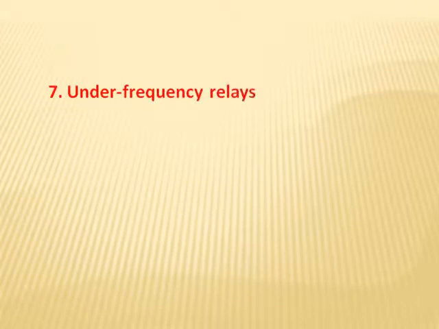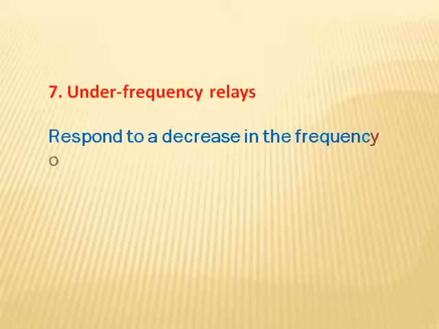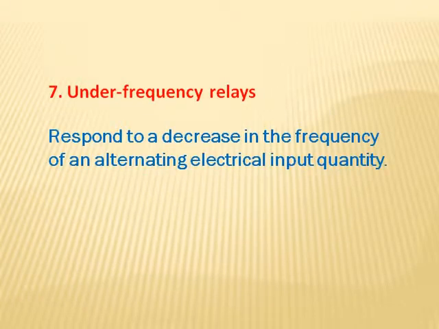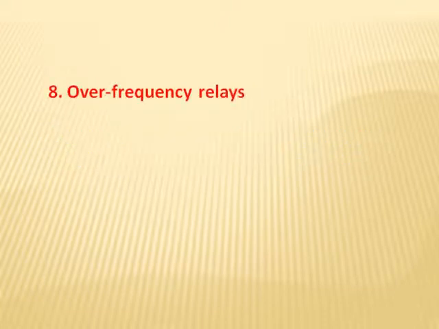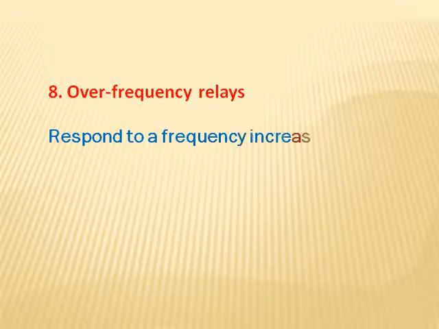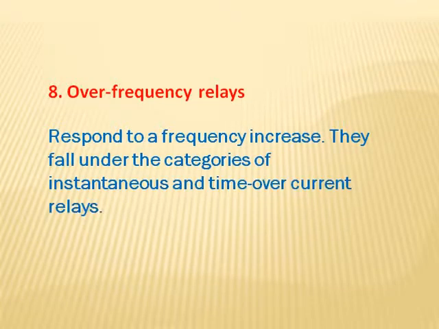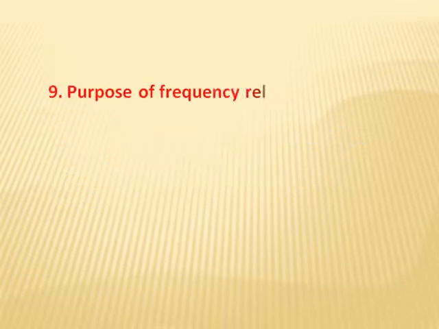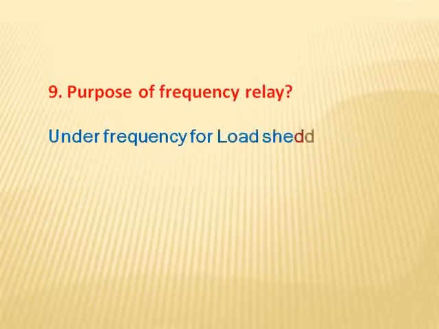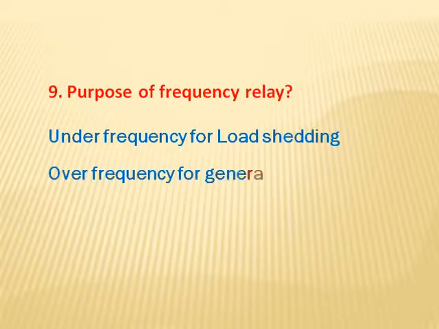Under frequency relays respond to a decrease in the frequency of an alternating electrical input quantity. Over frequency relays respond to a frequency increase. They fall under the categories of instantaneous and time over current relays. Purpose of frequency relay? Under frequency, for load shedding. Over frequency, for generator protection.